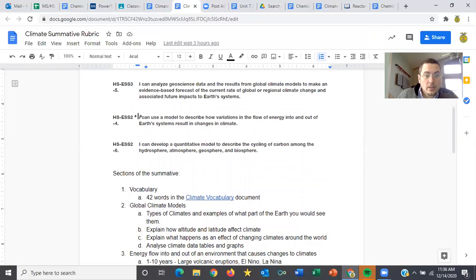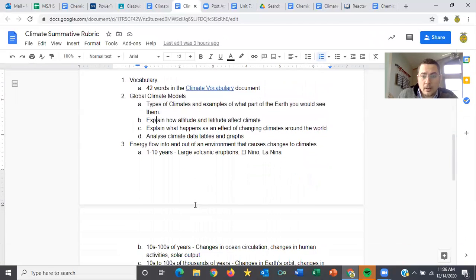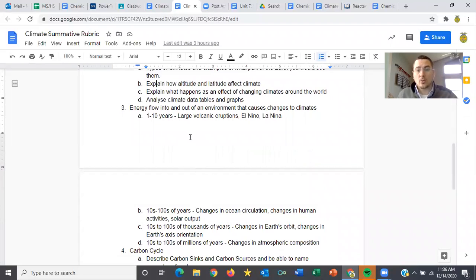Our next learning target is I can use a model to describe how variations in the flow of energy into and out of Earth systems result in changes in climate. So here's what we're talking about. When energy moves into or out of an area, it obviously affects the climate. So short-term things, like things that are going to affect the climate over 1 to 10 years, are things like large volcanic eruptions, El Nino and La Nina. You need to understand what those things are and how they affect the climate.